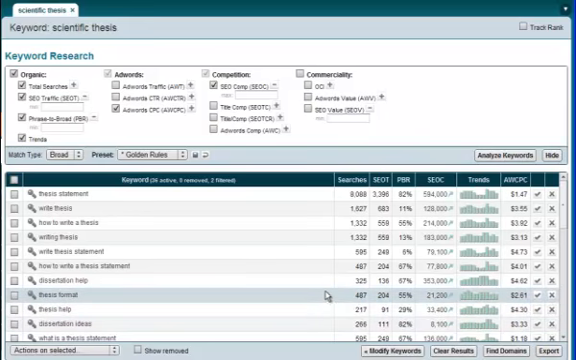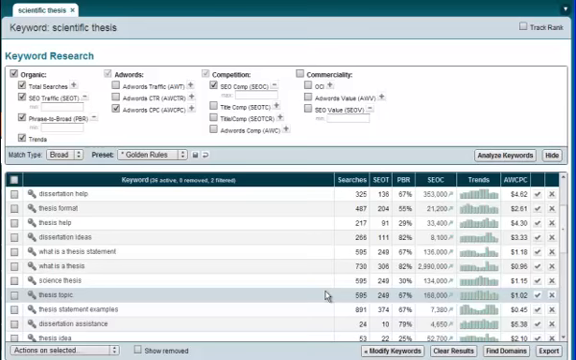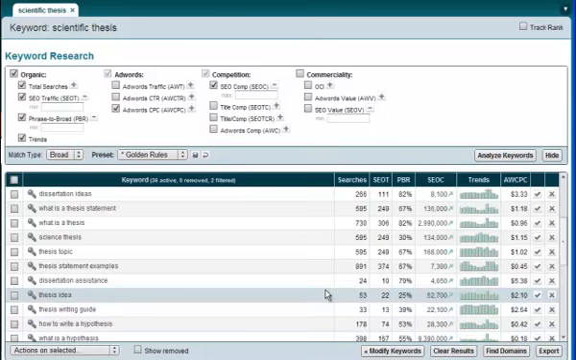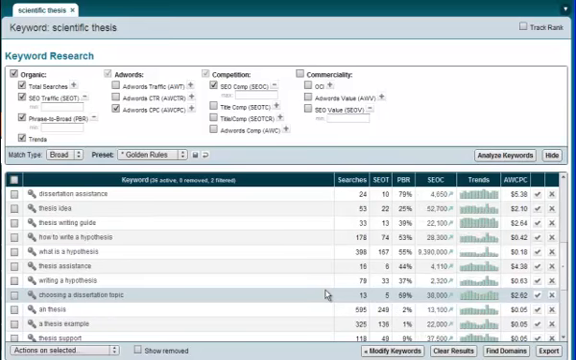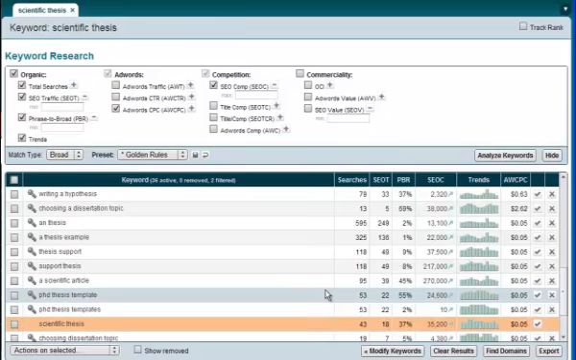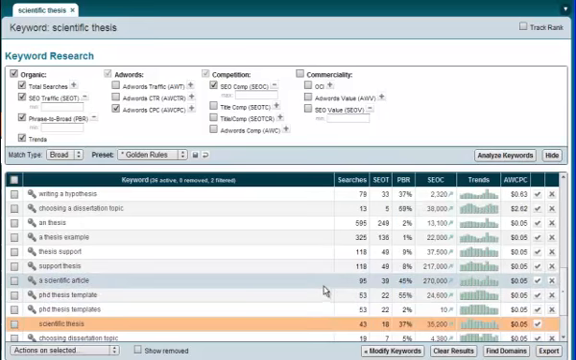So what I'd like you to do is go through these keywords. And again, I know yours specifically are scientific theses, so give me an idea of what keywords are appealing to you. We can play with it a little bit.